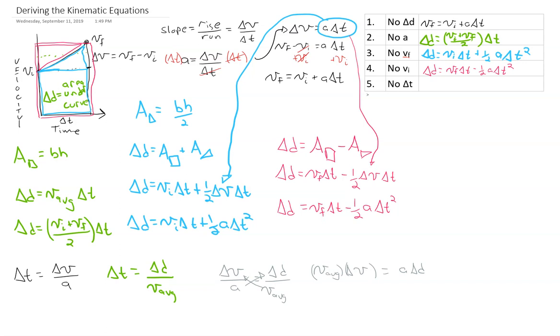Okay, now I'm going to expand this out. I know average velocity is I add them together and divide by 2. I know change in velocity is VF minus VI. So let me do that. So VF plus VI all divided by 2. And then change in velocity is VF minus VI. That is all equal to acceleration times change in distance.